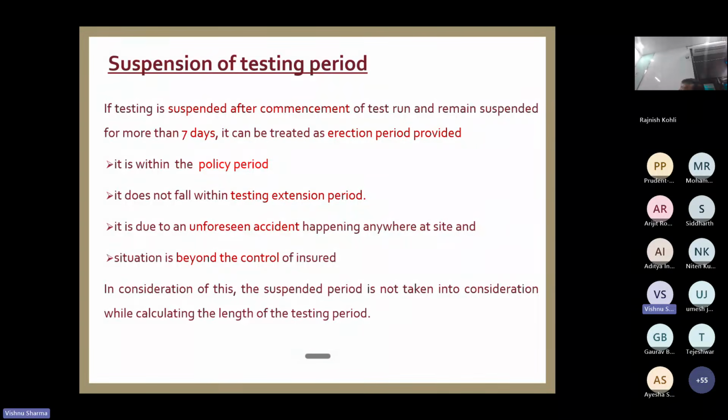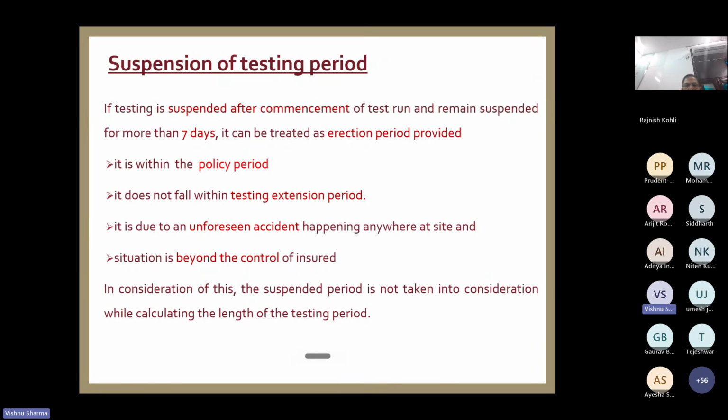Yes, tell me what you are asking. Sir, suppose testing period is 3 months and 1 month testing is already over, and later in between 1 month suspension is there, then still will it be treated as part of erection or how? Yes, it will be treated only after start of testing period if it is suspended. Suspension तभी होगा जब testing period start हो जाएगा ना. After start of testing period, like you said, 3 months testing period was there. After 1 month, it is suspended for 1 month. So this 1 month will not be treated as part of testing period. इसको हटा देंगे.